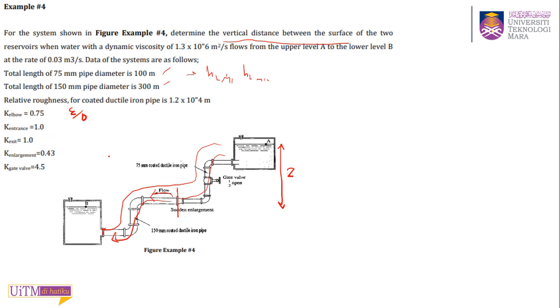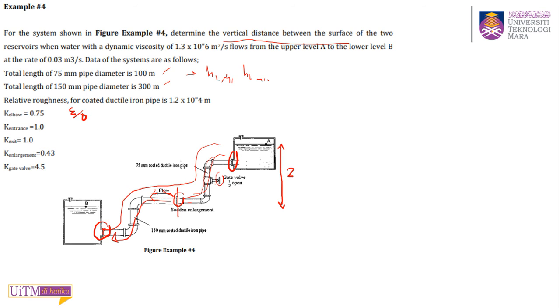For minor losses, there are elbows 1, 2, 3, 4. There is an entrance, so this is the entrance and this is the exit. And you have the enlargement, this one here, from small to large, so this is for part 2. And the gate valve, you have the gate valve here, and this is only for part 1. So you can calculate your total minor losses for both parts.